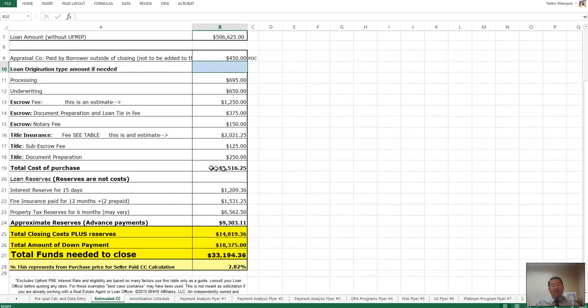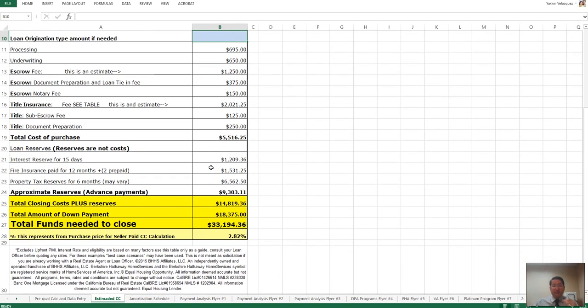The cost of purchase for the property in this transaction will be around $5,500, which includes processing and underwriting, escrow fees, title fees, and things like that, things that you cannot avoid basically. And then you also have reserves. You have interest reserve, which I calculated for 15 days, insurance reserve for 14 months, and tax reserve for 6 months. So the total reserves in this case is $9,303, for a total closing cost of $5,516 plus $9,303 is $14,819, and the amount of down payment is $18,375. So the total funds needed to close is a minimum of $33,194 for this particular transaction.